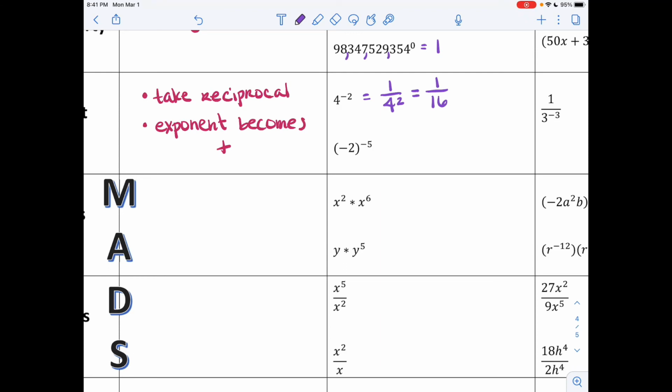If we have negative 2 to the negative 5th power, the part that's raised to a negative power is the negative 2, so that's going to become the reciprocal, so 1 over negative 2, and now it's raised to the positive 5th power. That's going to give me 1 over negative 2 to the 5th power. Use your calculator if you're not sure, but we're multiplying negative 2 times itself 5 times. That's going to give me minus 32.